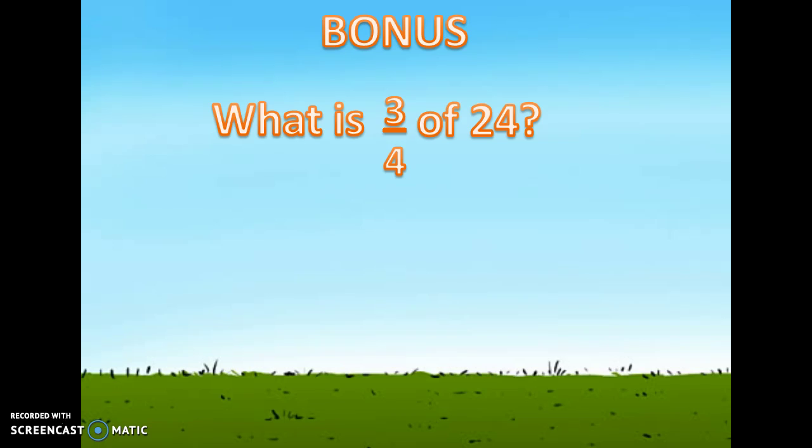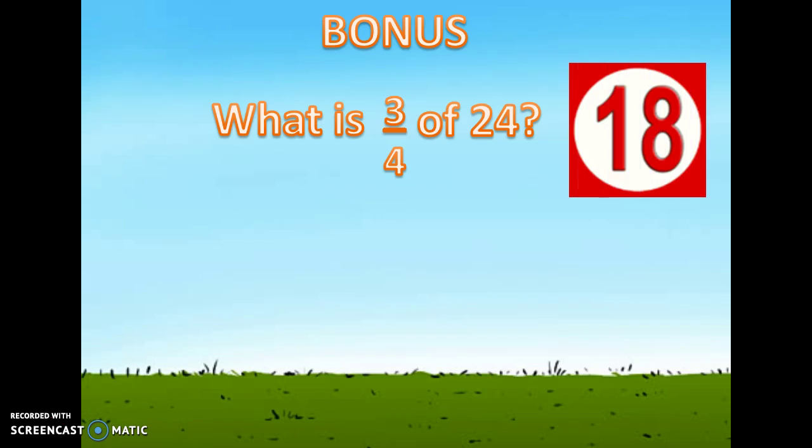Like many other topics in math, there are a variety of ways to come to your answers. In this case, our answer is 18. 18 is equal to 3/4 of 24. Here are some ways you could have figured that out.